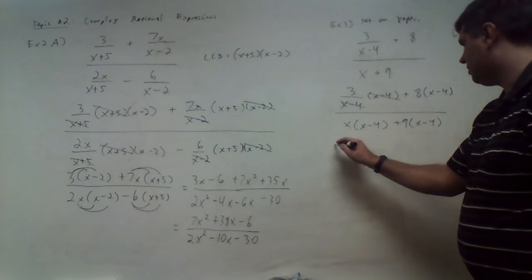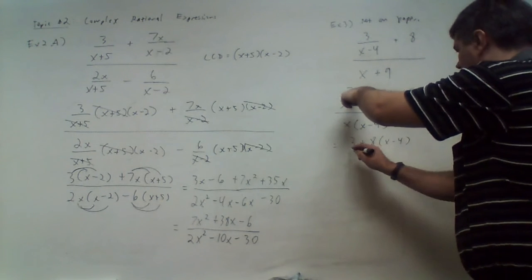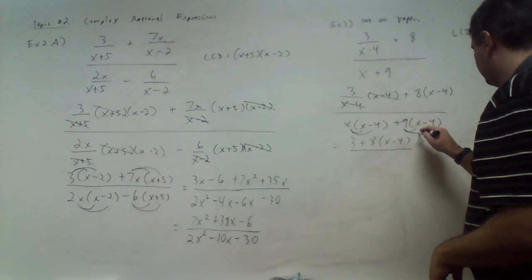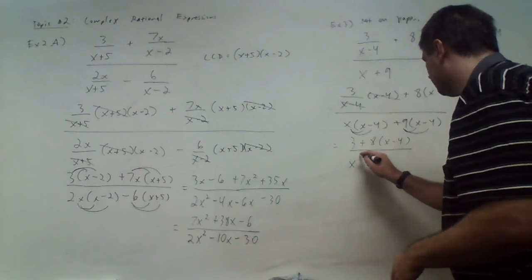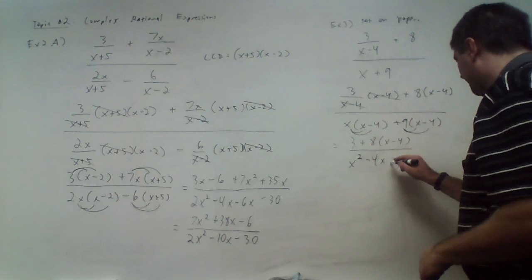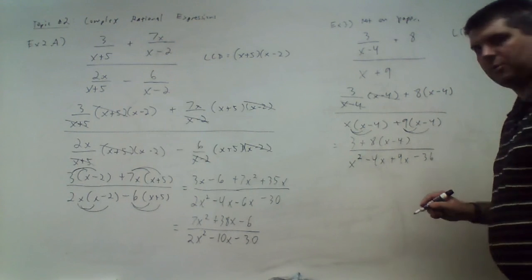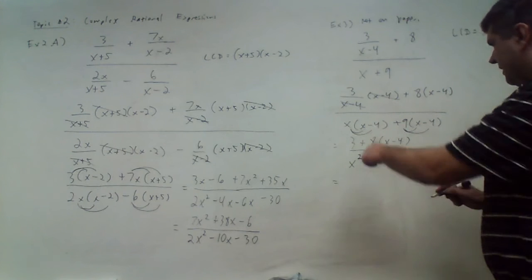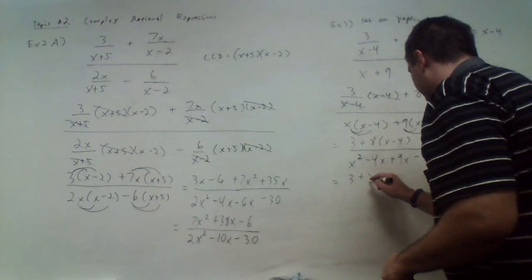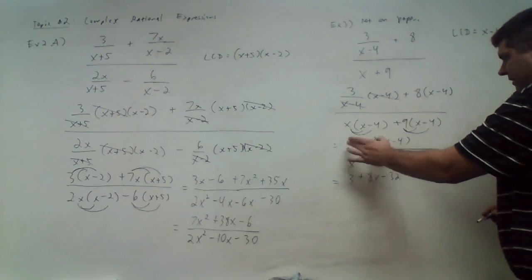So that will leave me 3 plus 8 times x minus 4 over, well, let's go ahead and get these out of the way. x squared minus 4x plus 9x minus 36. Okay? This becomes 3, and then these distribute as 8x minus 32. Remember, you don't add and then multiply. You always multiply and then add.